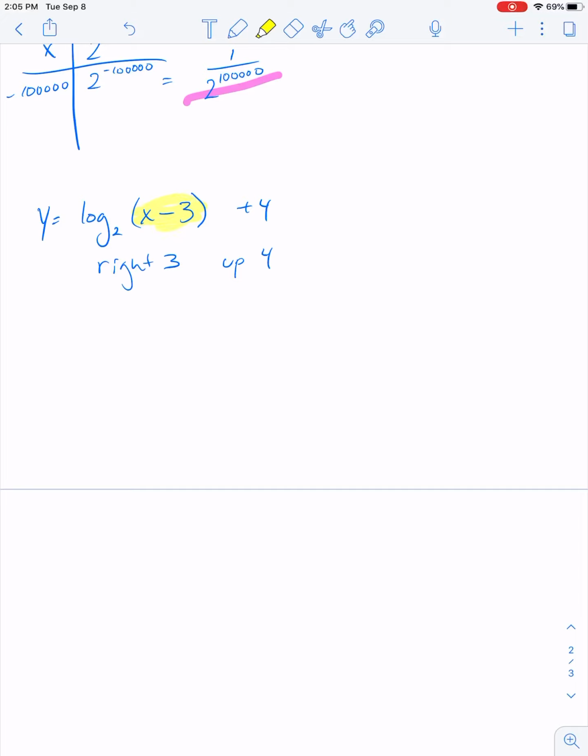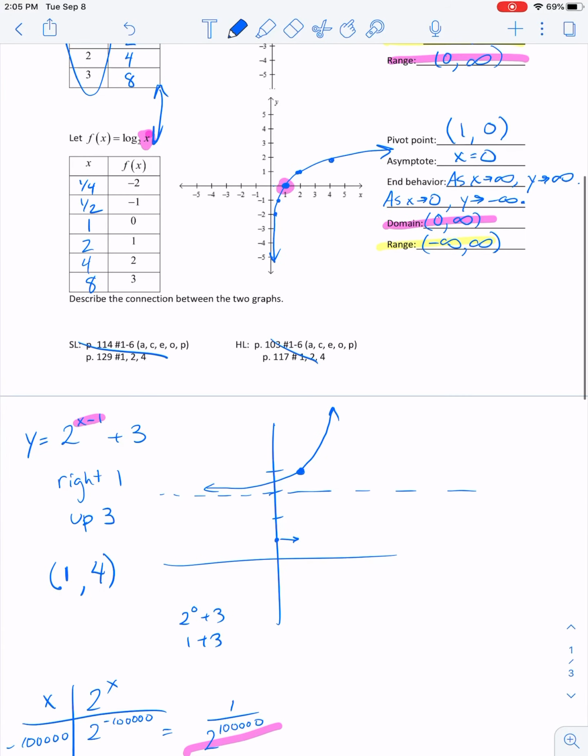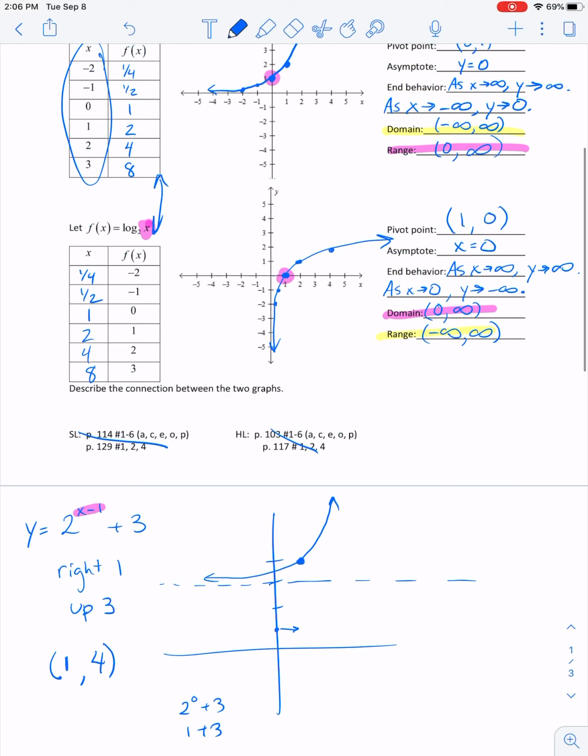Okay, and so what I know is, I can look at this graph back here. If I move it to the right 3 and up 4, 1, 2, 3, and then up 1, 2, 3, 4. Okay, I may have gotten to the wrong spot, but that is where that new pivot point is going to be. I'm going to erase that because that's a little confusing.